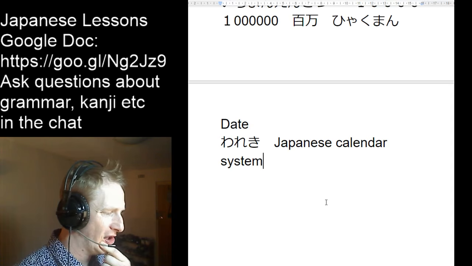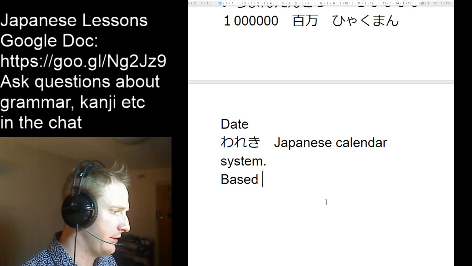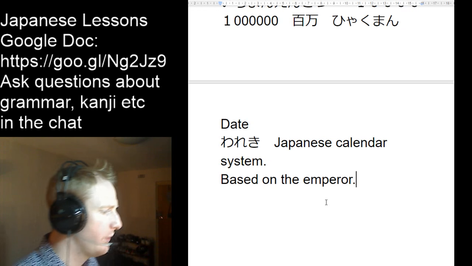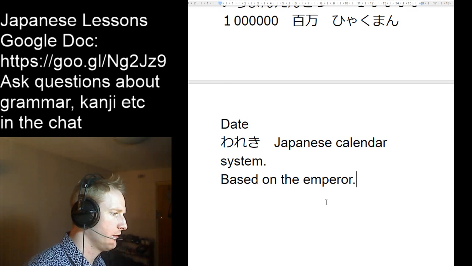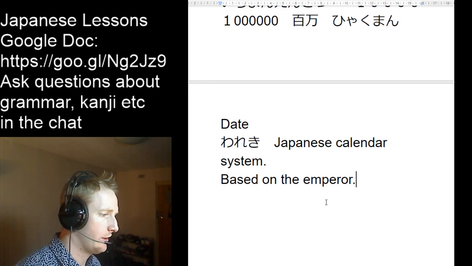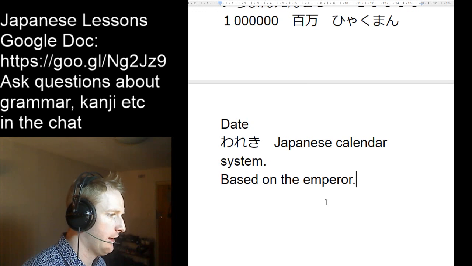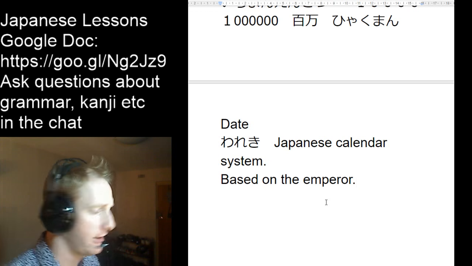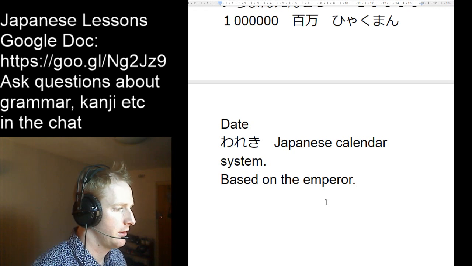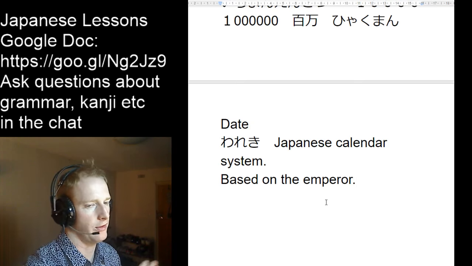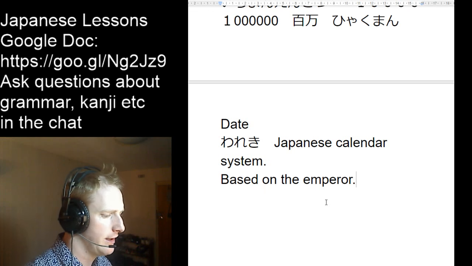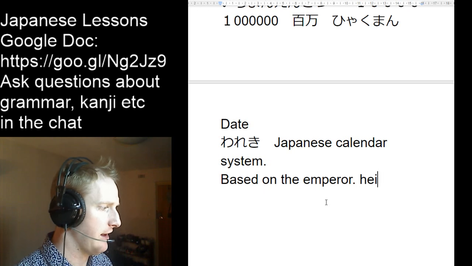Now, how does this system work? Well, it's all based upon the emperor. So when a new emperor ascends to the throne, I don't even know if the word throne is correct, but when a new emperor is in, they start a new era, basically. So I think there's some kind of committee that comes up with a name for the era. I actually have no idea how it works, but I think that's how it works. You have a new emperor with a committee, and then they give the name of that era, something which they want to kind of strive for, I guess. So if we look at the current era, it's Heisei.